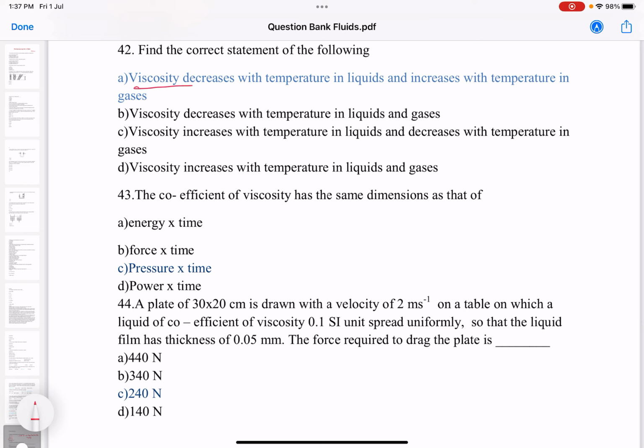Find the correct statement of the following. We know viscosity decreases with temperature in liquids and increases with temperature in gases. This is a direct statement we have discussed already.